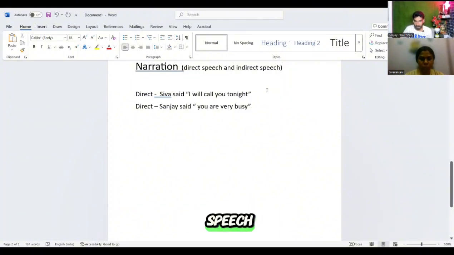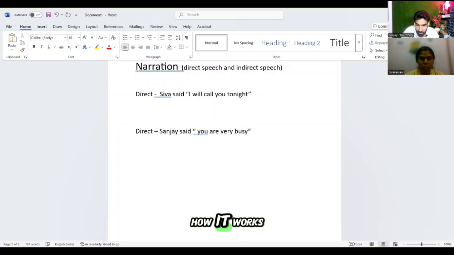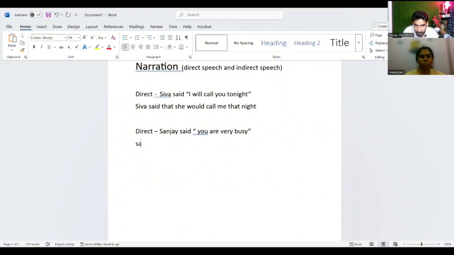Now these are examples of direct speech. When I change them into indirect, how does it work? See the first one. I would change it to Siva said that she would call me that night. And for the second one, it would be Sanjay said that he is busy. No, no, you are busy, so it's not Sanjay busy. Okay, saying to me, I was very busy.